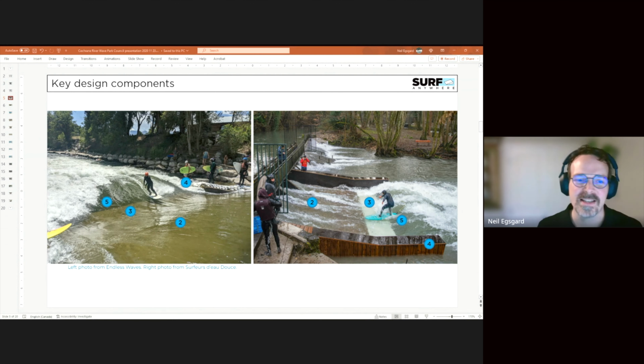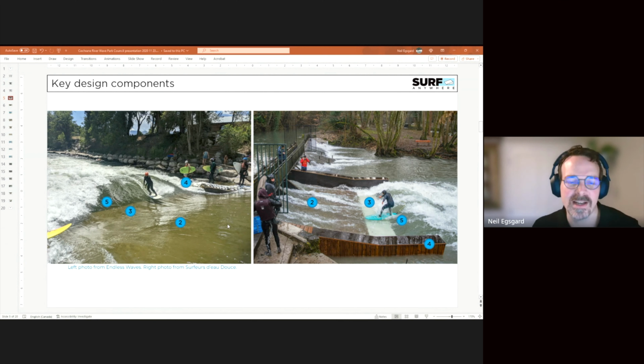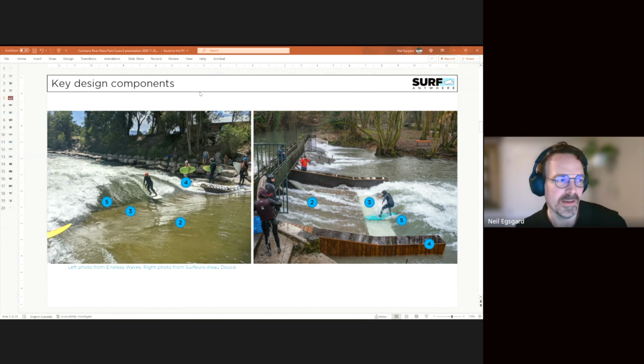All right, the first one, it doesn't have a number here, is having everything be smooth. You want the river bottom, you want the walls, you want everything to be smooth, to allow the water to go the way you want, keep it laminar, minimize the turbulence. The second part is these ramps. This is accelerating the water from the high point to the low point.